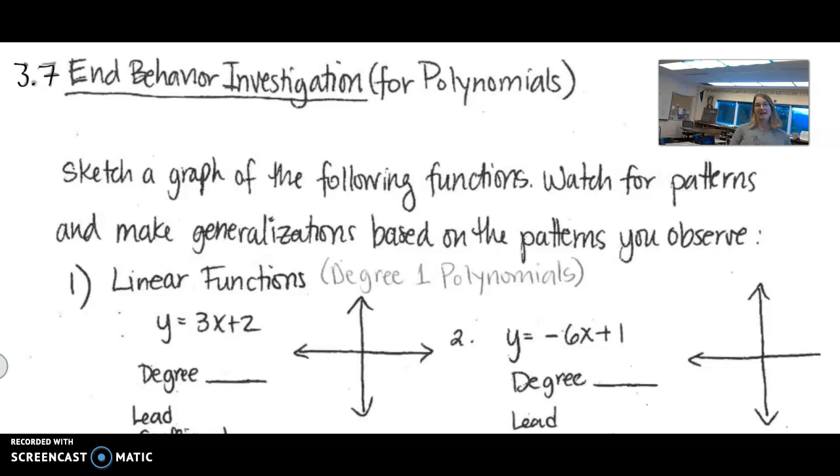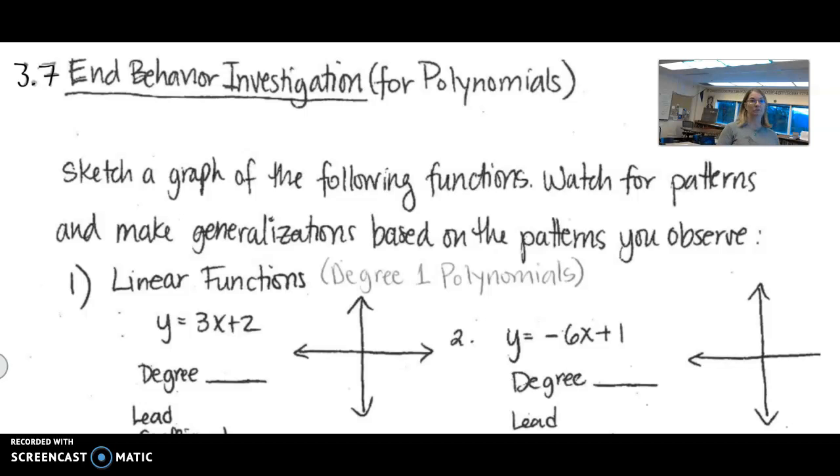We're going to take a look at the end behavior for polynomials in this video. So we're going to just do an investigation to see if we can look at some patterns and come up with some generalizations of how the ends of a polynomial look depending on a couple of different things: the degree of the polynomial and the lead coefficient of the polynomial. So those are two things that I really want you to be paying attention to. What is the degree, what is the lead coefficient, and how does it affect the end behavior?